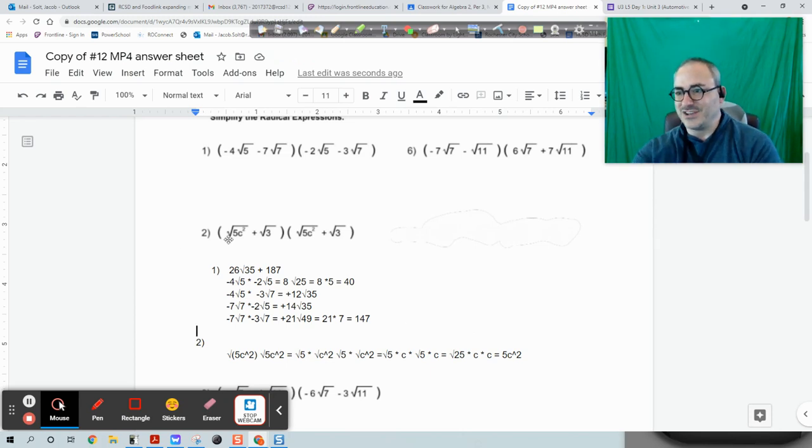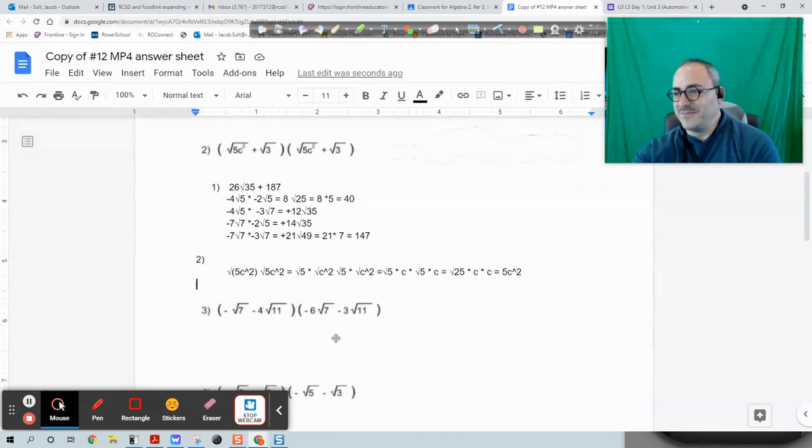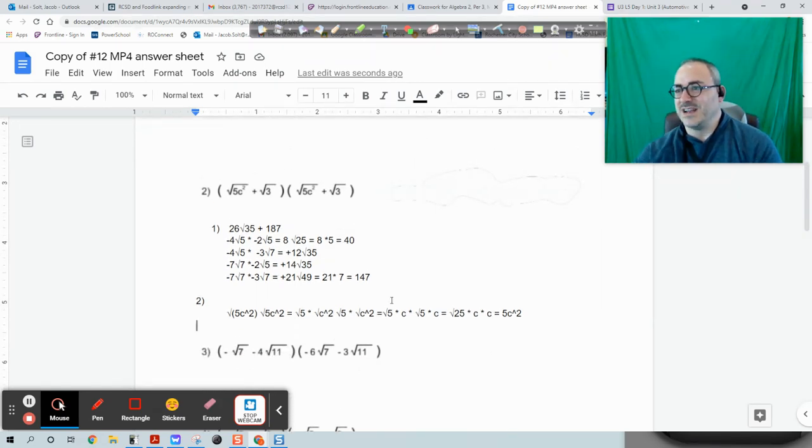Maybe you can see that would totally be true, since any square root times the exact same square root is going to be the expression without the square root. I hope that made sense for you. What's the next piece? Oh, so now I have to do radical 5c squared times radical 3.